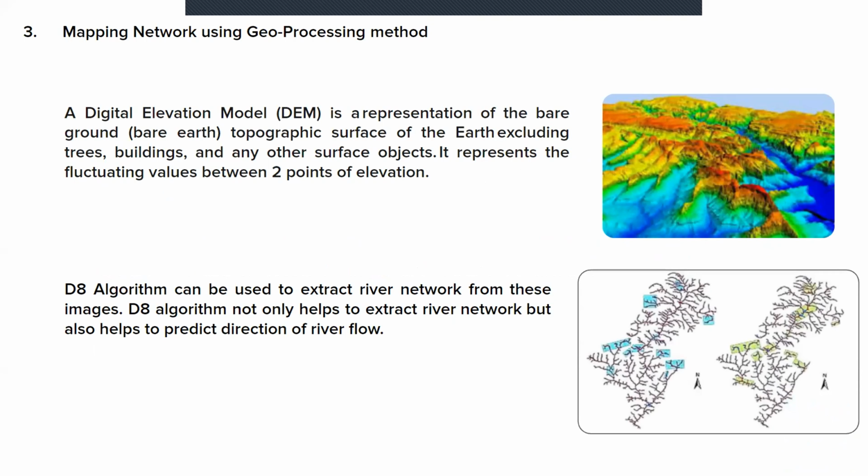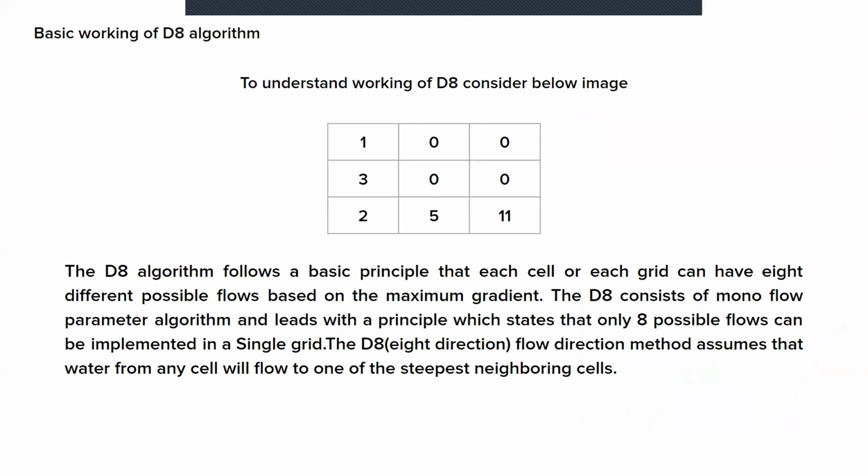Now, the D8 algorithm can be used to extract river networks from these images. It not only helps to extract rivers, but it also helps to predict the direction of flow, that is the upstream of the river as well as the downstream of the river. So here, I've just given a basic understanding of the D8 algorithm. It follows a basic principle that each cell in a grid can have 8 different possible flows based on the maximum gradient.